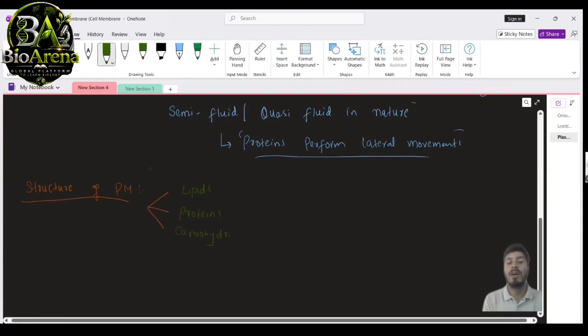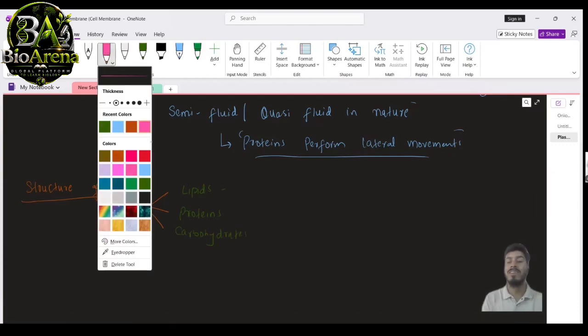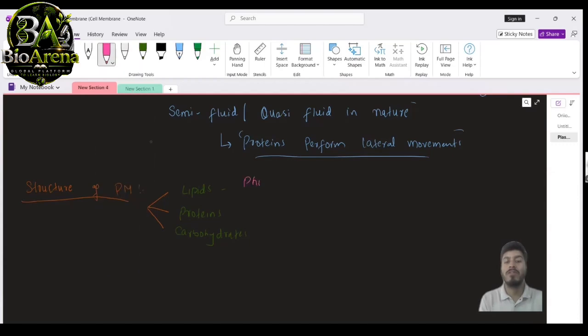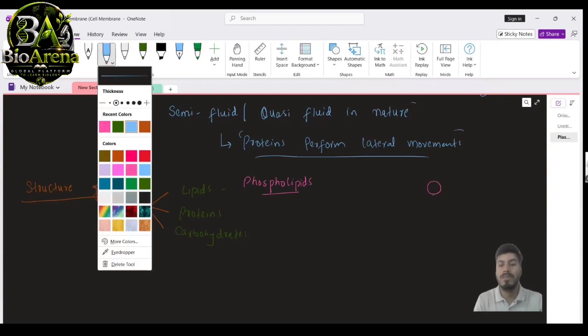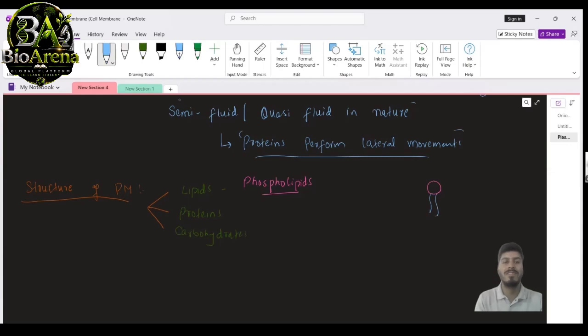So if we talk about the lipids, what are the lipids that are found here? In the NCERT, it is mentioned that phospholipids are mainly present in the plasma membrane. If we see the structure of a phospholipid, it is composed of a head and then two tails. This is a phospholipid.